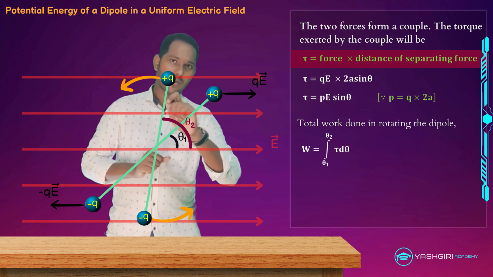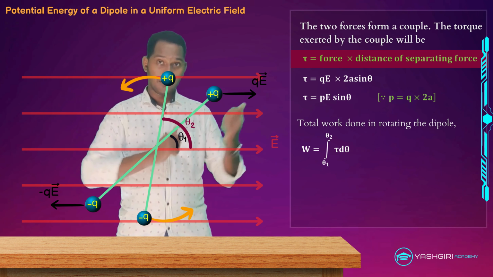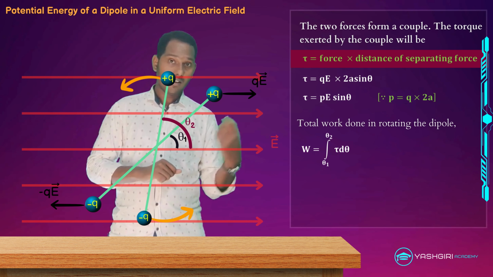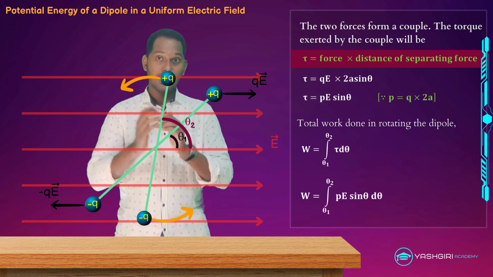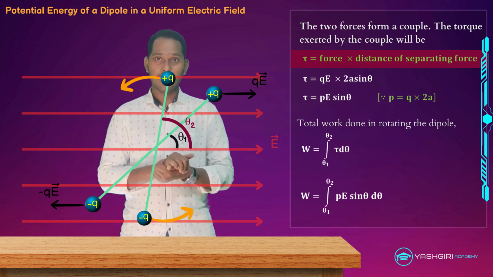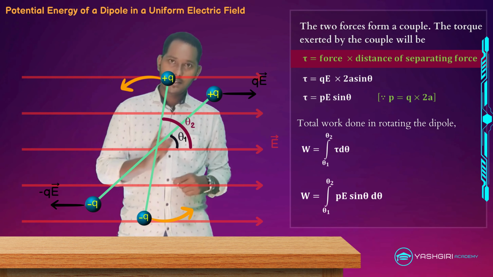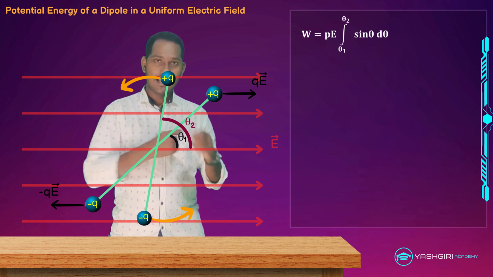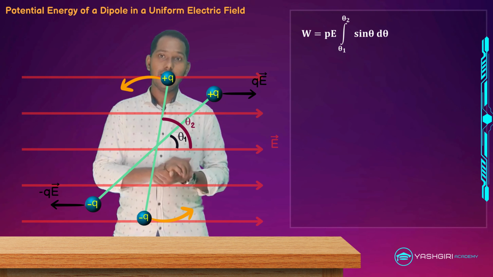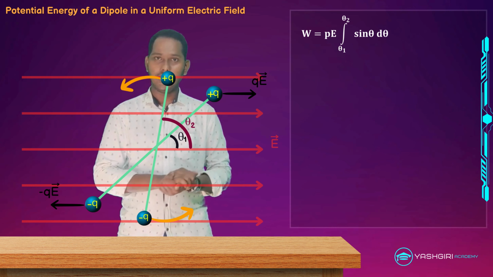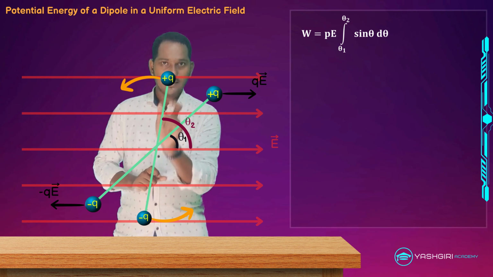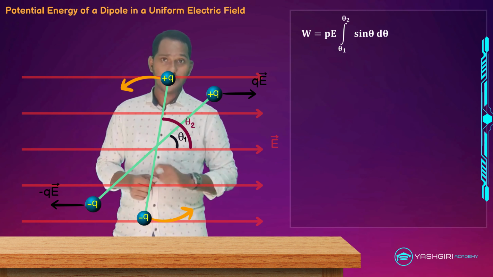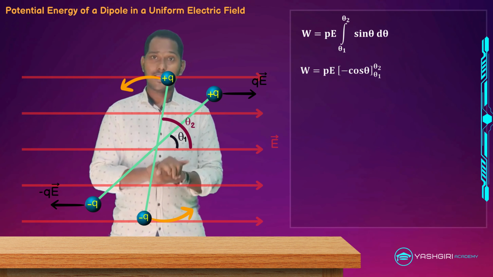Right? And students, when I substitute the tau here, which we have already calculated, the total work done will be equal to the integral of p E sine theta d theta, limits again remain the same. Over that, the electric dipole moment and the electric field are constant, so I can take them out from there, and in the integration, if you just see, we will be having sine theta d theta, right? So when I integrate sine theta, students, what is the integration of sine theta? We know it's a minus cos theta, right? So this is the equation that we are having here.